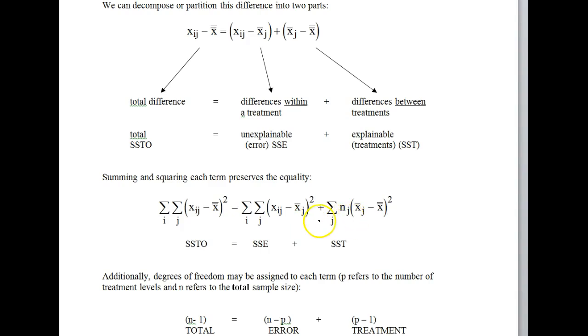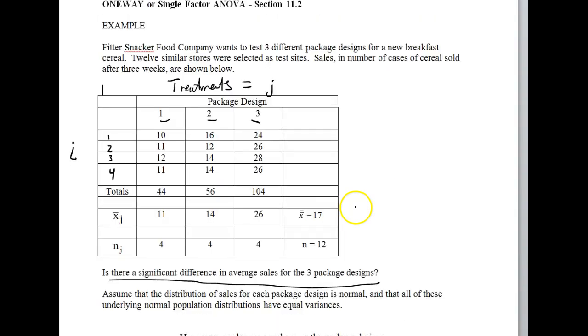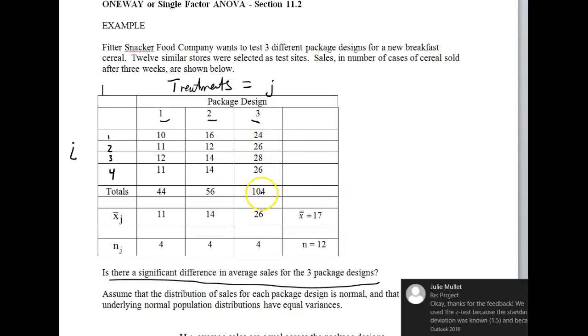So SST, we'll talk about. This is the summation of each value that is inside of a treatment. Or sorry, no, it's not. For the SST, this X bar sub j is going to be the specific treatment mean.